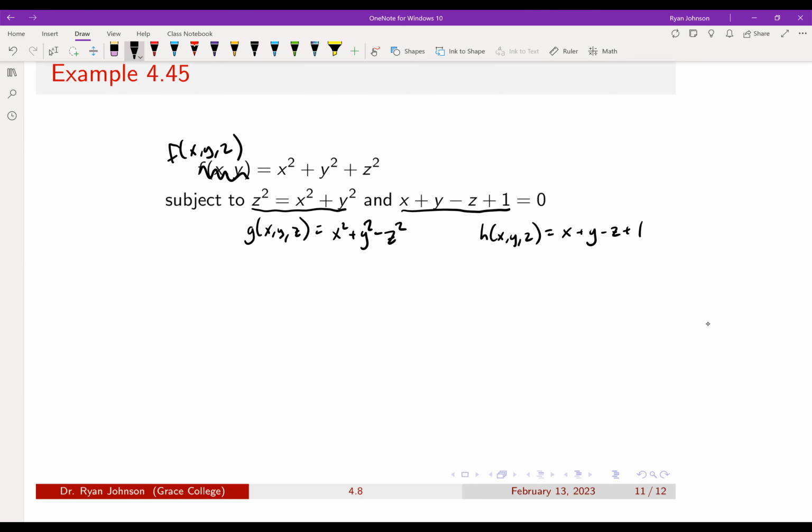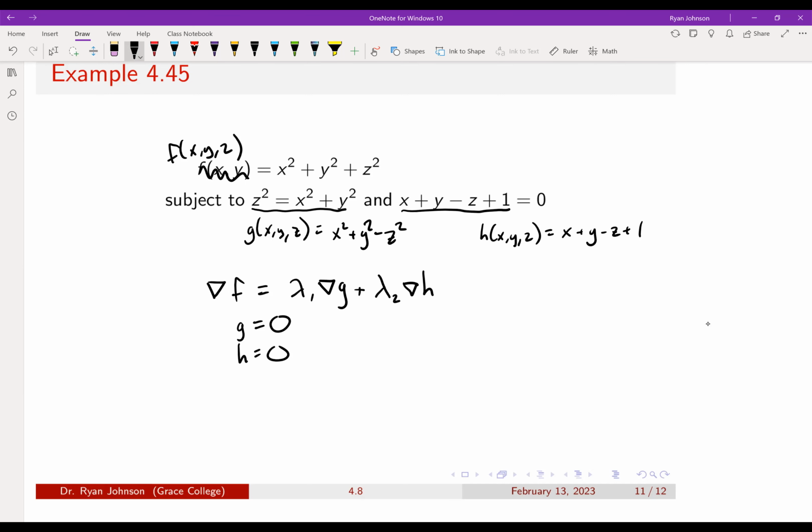Okay, now we're going to get equations from the following things. What we know, the Lagrange multipliers works like this now. It works in the fact that the gradient of f is going to be equal to lambda 1 times the gradient of g plus lambda 2 times the gradient of h. And then we're going to get that g equals 0 and h equals 0.